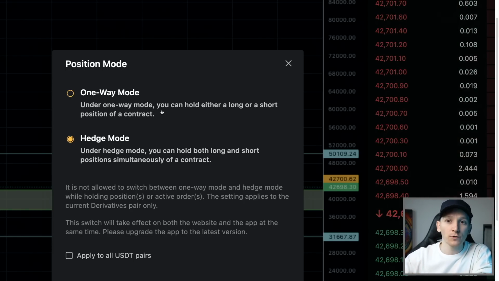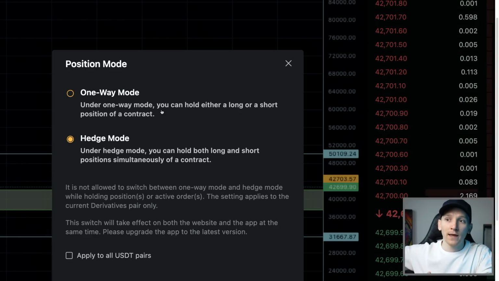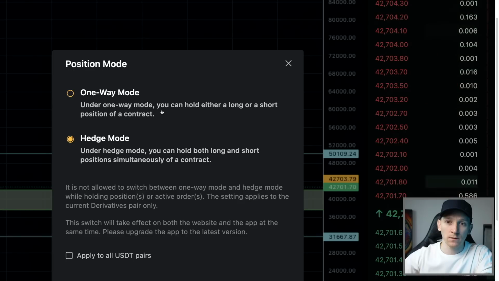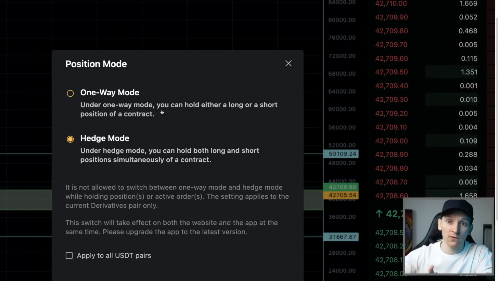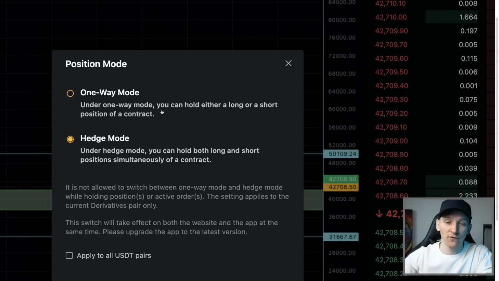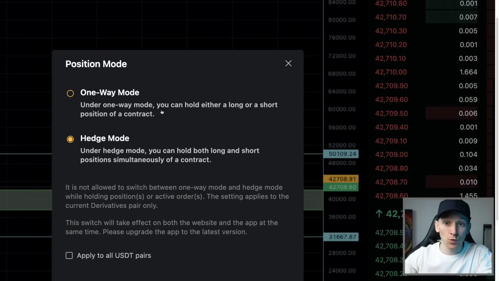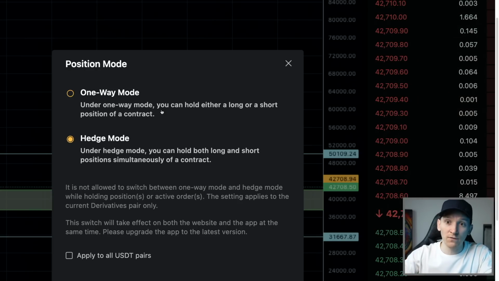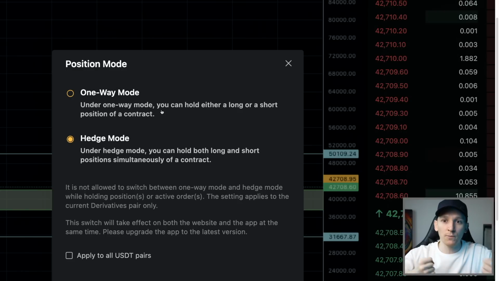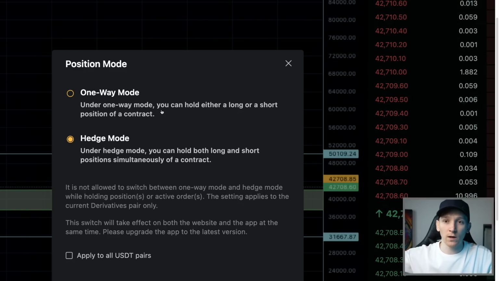Well, you can't go short Bitcoin because you have a long position. So what you have to do is close that long position. So maybe you close $5,000 of it and now you're still long $5,000. If you want to go short, you have to close the rest of that trade down to zero, and then you can open a short trade. So you can't open long and short at the same time. You're either long, close, and then open another position.